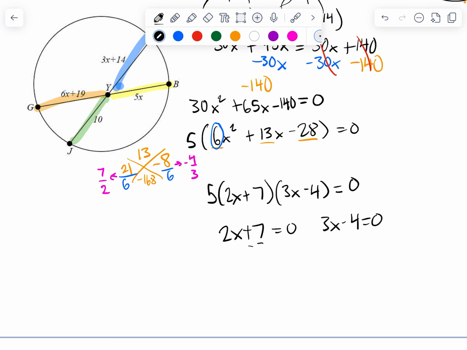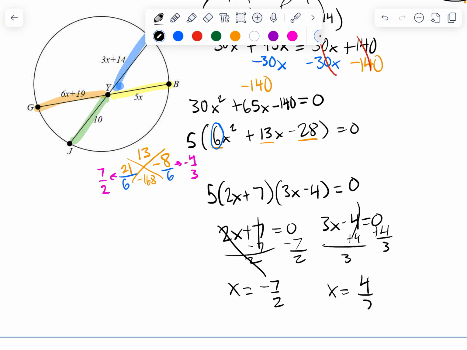And then we just solve. So minus 7, divide 2, right? So those cancel, x equals negative 7 halves. Add 4, divide 3, so x equals 4 thirds. And check your answers, right? No negative lengths or lengths of 0.